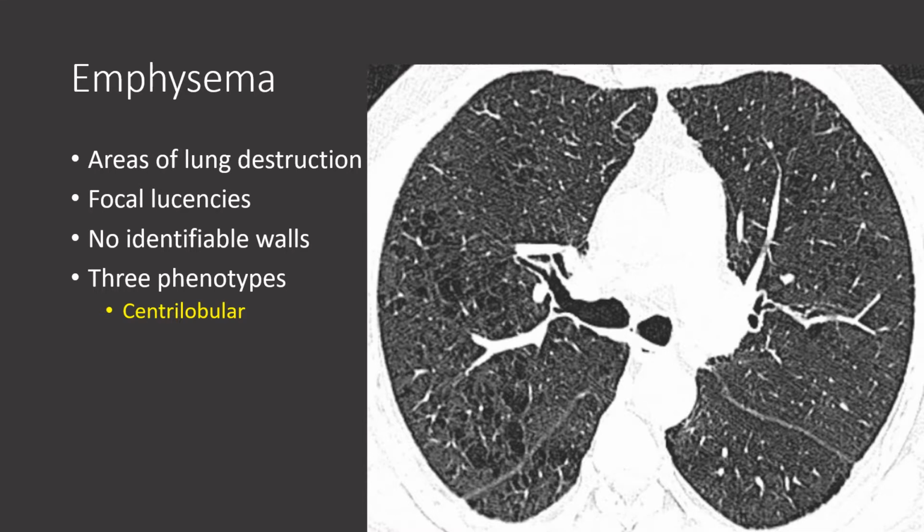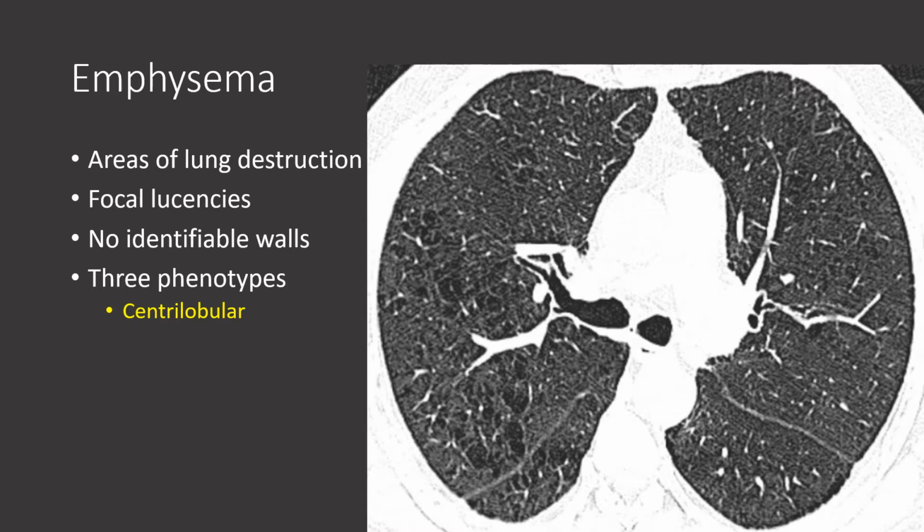Emphysema is classically associated with smoking and represents areas of lung destruction. This produces holes within the lung parenchyma, which typically manifest as small, round or roundish black circles. It's important to differentiate emphysema from cysts, with emphysema not having any identifiable walls surrounding the lucencies. 3 types of emphysema are classically described, the first being central-lobular, which we see on the right-handed CT. Notice the small holes scattered throughout the lung parenchyma.